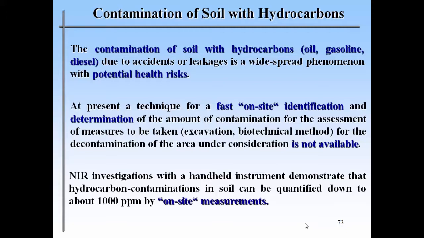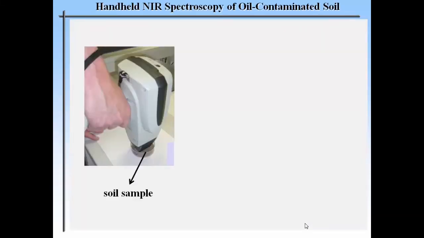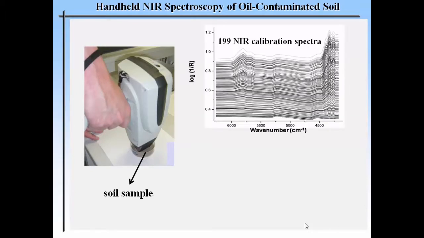So we have used a handheld NIR instrument, not the very small one, the somewhat larger one, in order to quantify gasoline, diesel, and oil separately in the range up from 1,000 ppm, 0.1% in soil. This was a measurement, petri dish with a contaminated soil. And these are calibration spectra we developed.